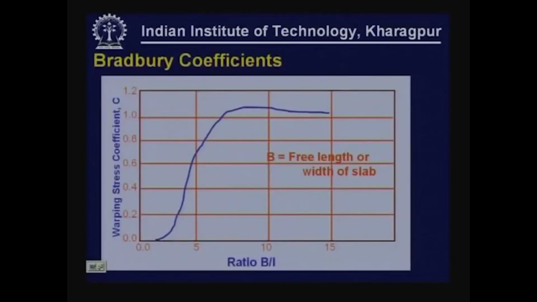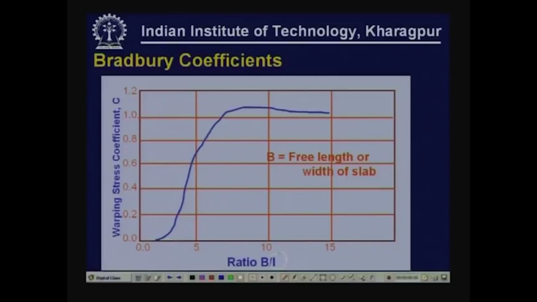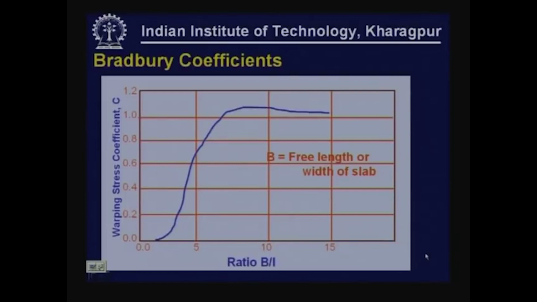Bradbury coefficient, as we have seen in the lesson on analysis of concrete pavements, can be obtained from the dimension of the slab and from the parameter radius of relative stiffness, where B is the free length or width of the slab. So, since we are considering the edge region, we will be considering the length of the slab in the longitudinal direction. So, from the dimension of the slab we can obtain the coefficient to be considered, and this can be substituted in the expression that was seen in the previous slide, and we can compute the edge stress.